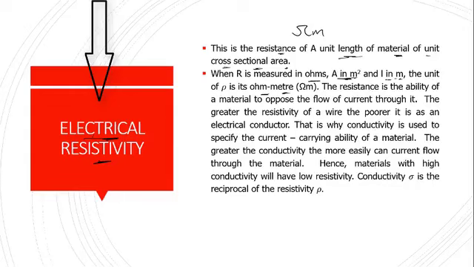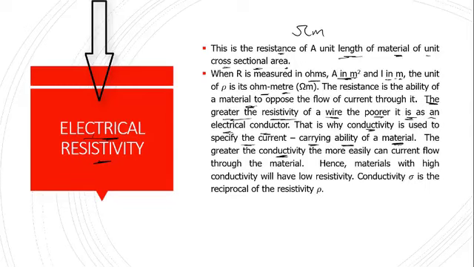The resistance of a material is the ability of that material to oppose the flow of electric current through it. So you will notice that the greater the resistivity of a wire, the poorer it is as an electric conductor, because when its resistivity is very great, its ability to conduct electricity is highly inhibited. That is why we have conductivity, used to specify the current carrying ability of a material, or the amount of current that a material can allow to flow through it.